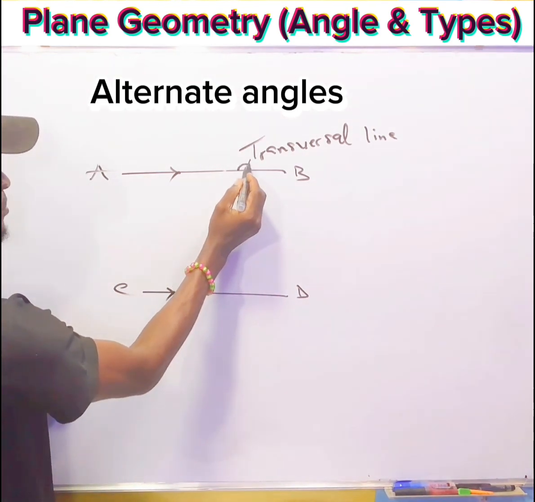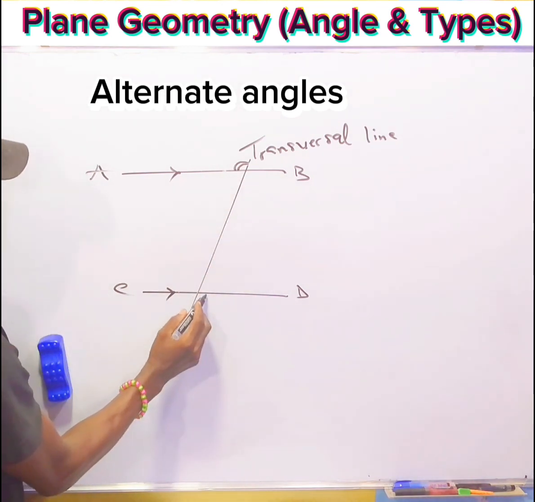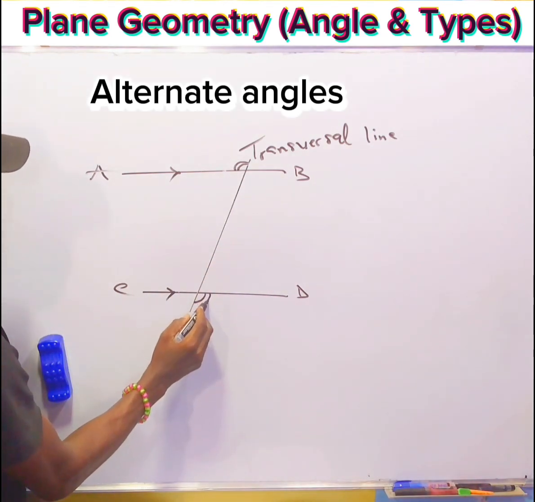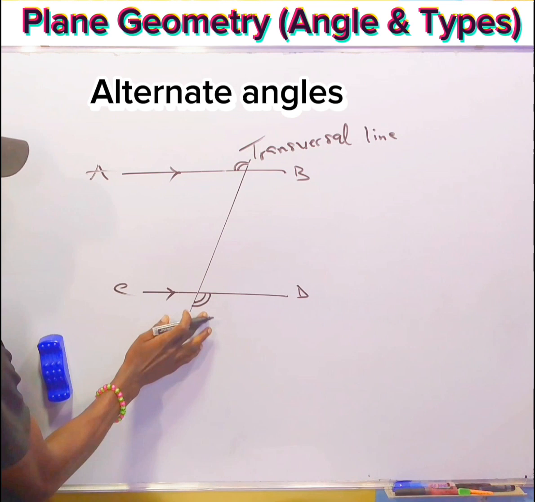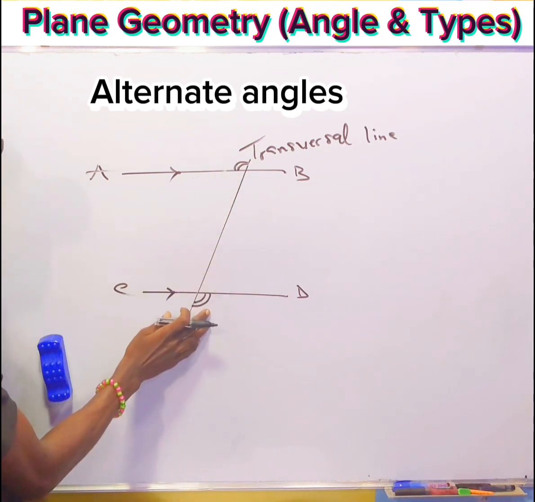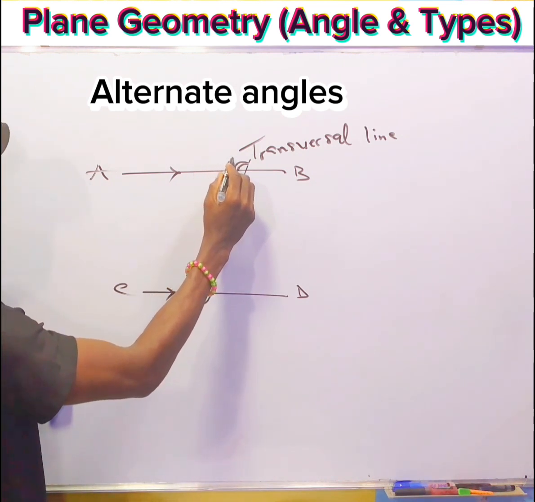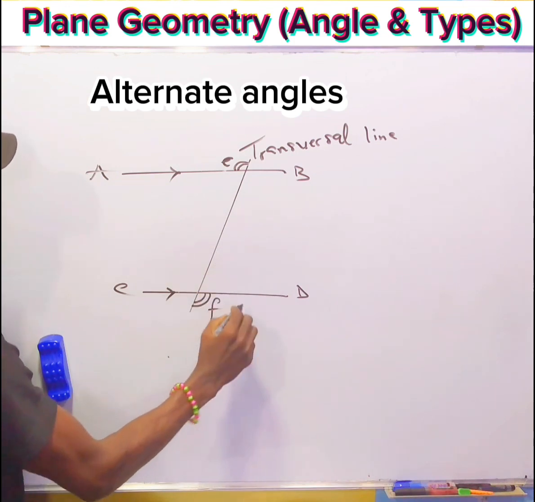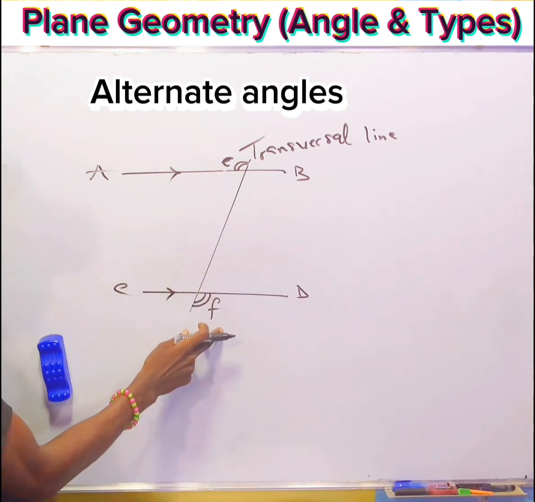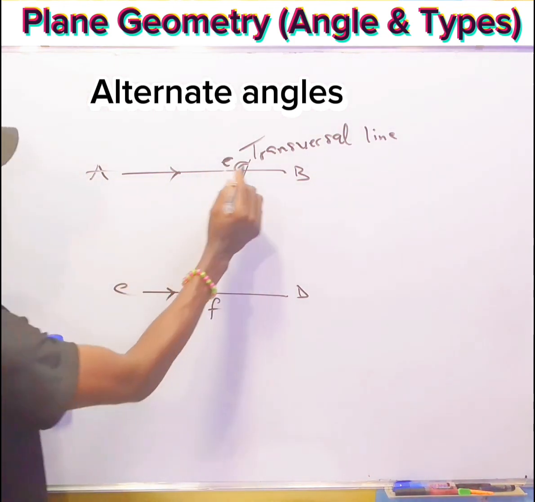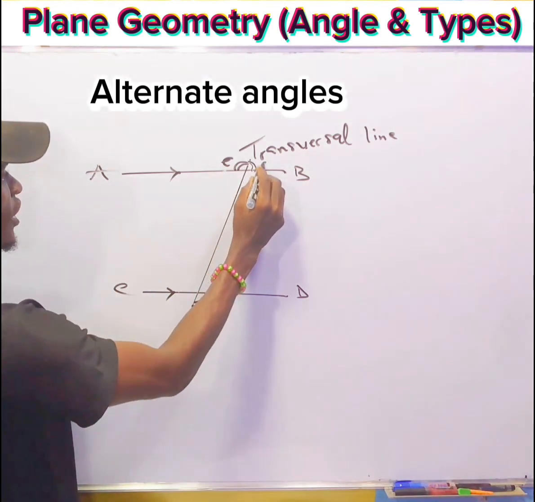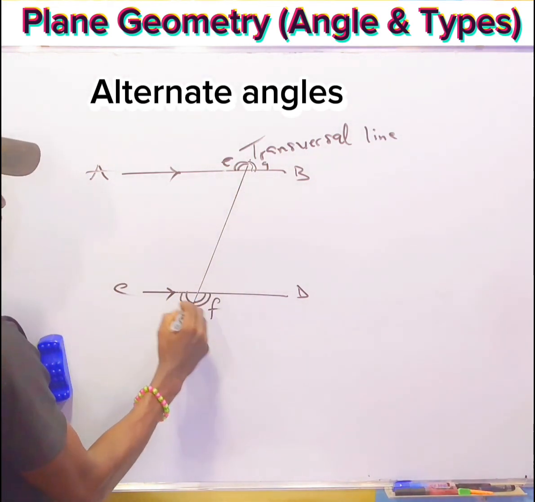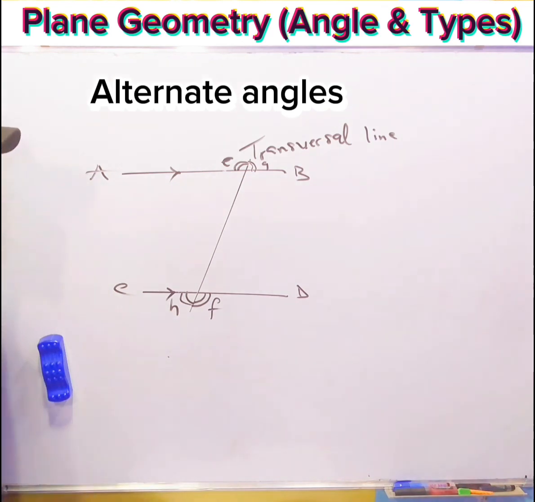The angle formed here is alternate to the angle here. This angle is alternate to this. If this is angle E and this is F, E is alternate to F. The same thing is applicable if this is G, G is what? Alternate to H.